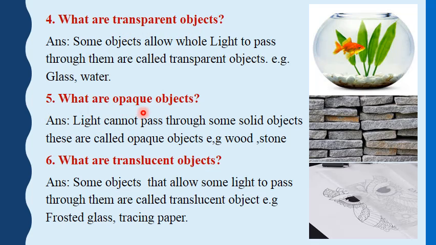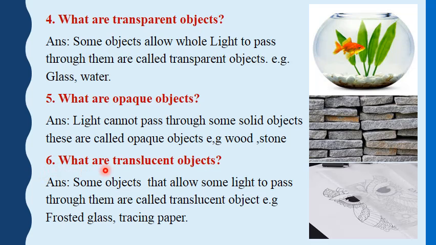Question number 5, what are opaque objects? Light cannot pass through some solid objects. These are called opaque objects, like wood, stone. Okay, so there are some objects that do not allow any light to pass through them. They block the light, so we cannot see through an opaque object. Through opaque objects light cannot pass. We have different examples like door, book, stone, wood, bricks, all are examples of opaque objects.